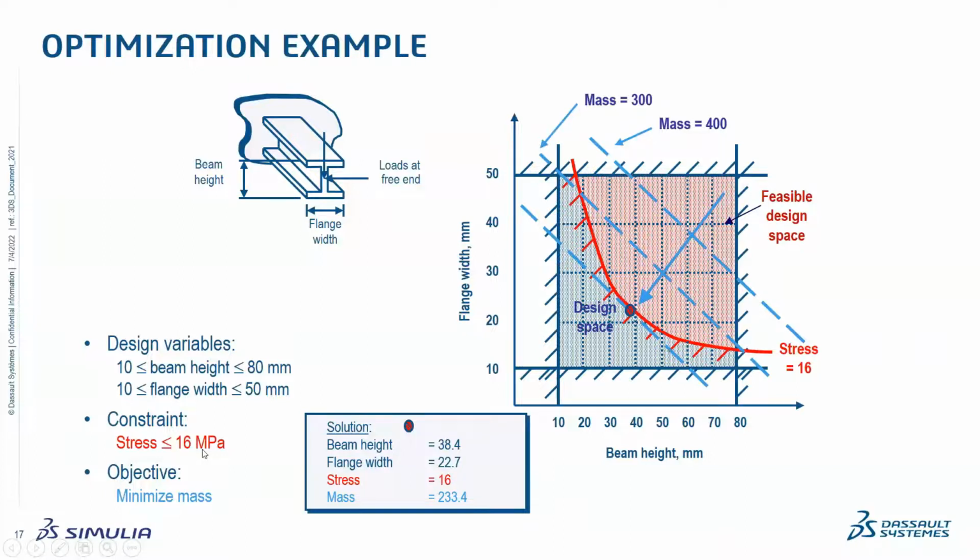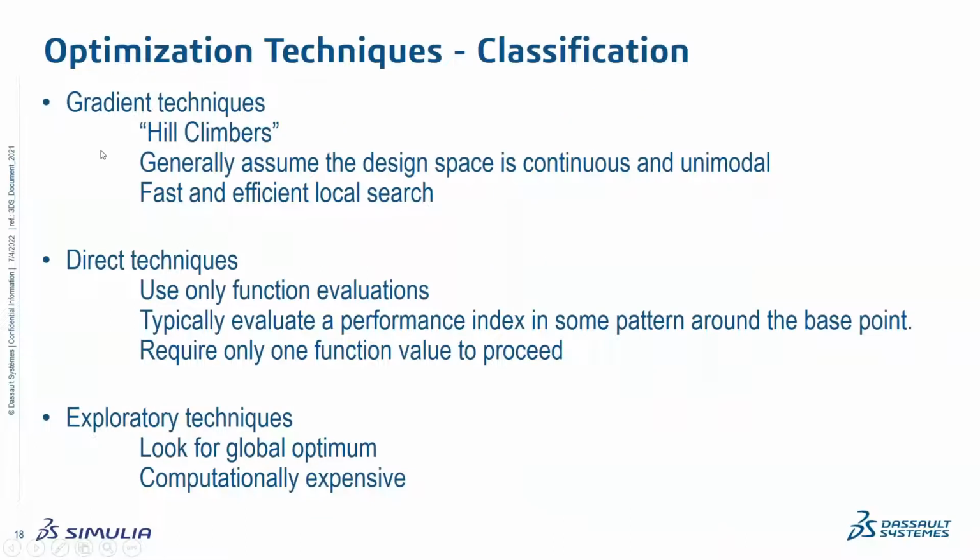So, general classification of optimization techniques: there are three main categories, that is the gradient based techniques, the direct techniques, and exploratory. Gradient based techniques, if your model is simple, then you can go with gradient based. They are quite easy to compute. They may not take much time.